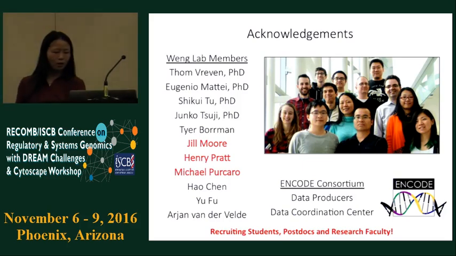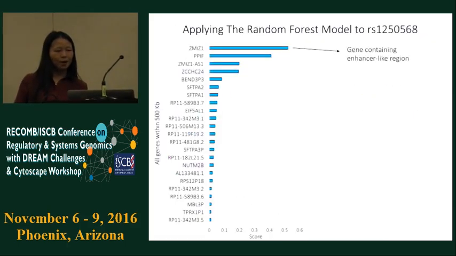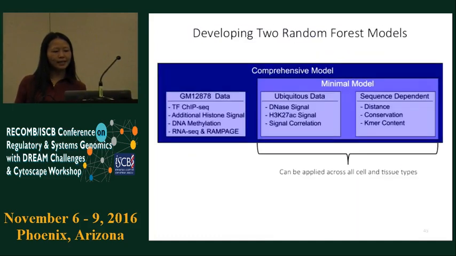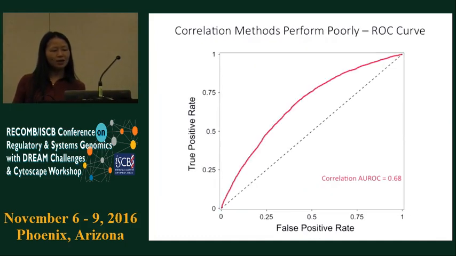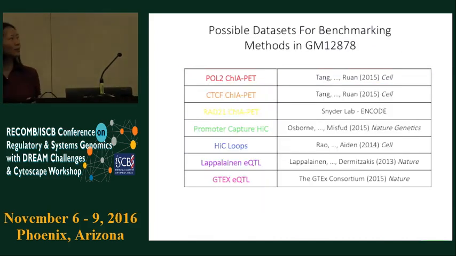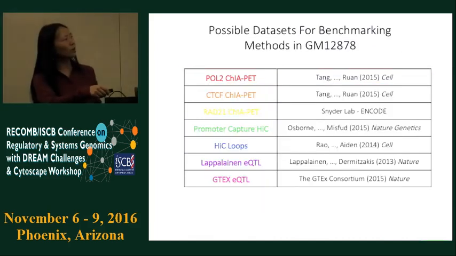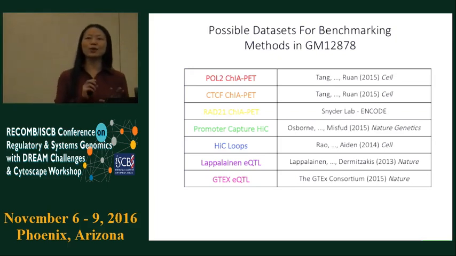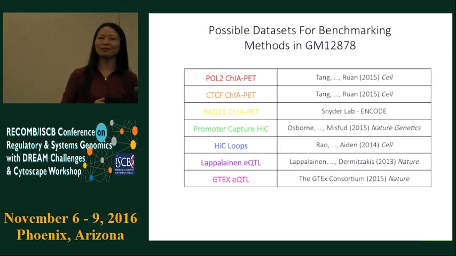So there is a whole table of data sets I mentioned. The ChIA-PET, that's right. All of these are also in the same cell type as the prediction. So it's very important to match things up on the same cell type.